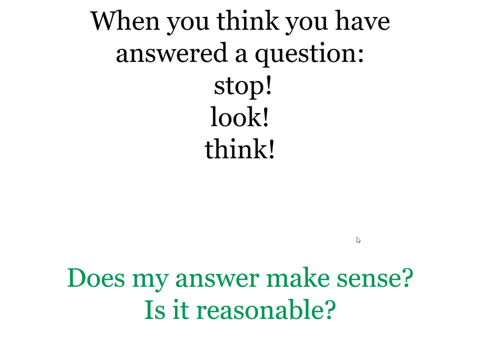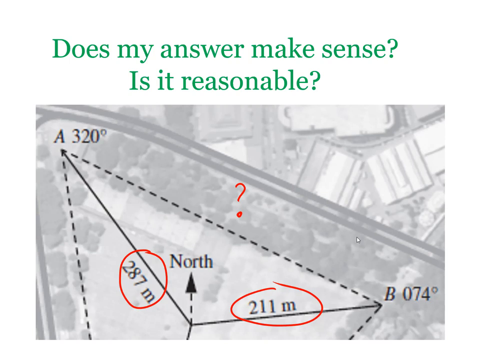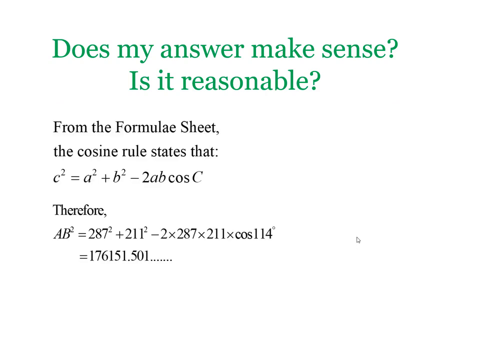And really importantly, ask yourself the big question: does the answer actually make sense? Is it reasonable? This was a bit of a tragedy. Students could see this triangle in the exam, two sides, 211, 287. A lot of students correctly used the cosine rule like this and then stopped with a ridiculously large answer.